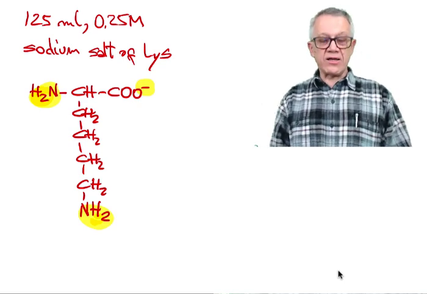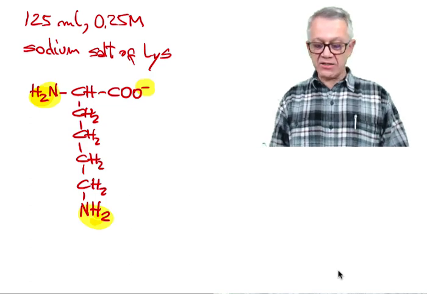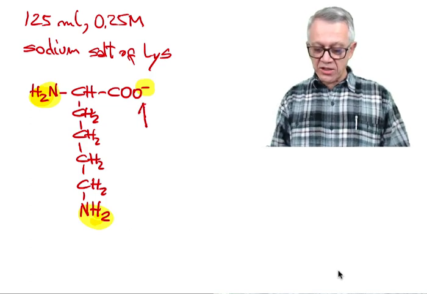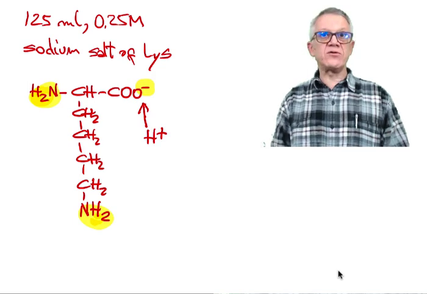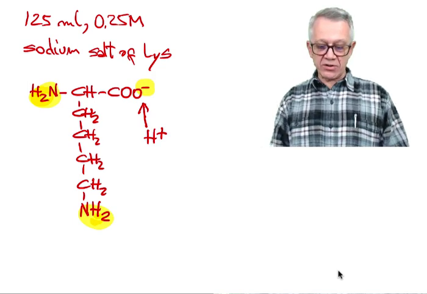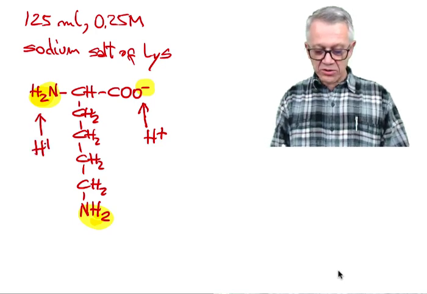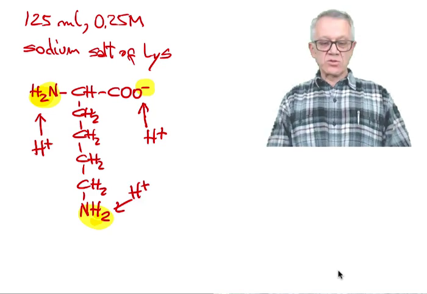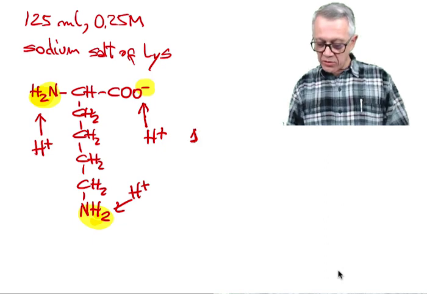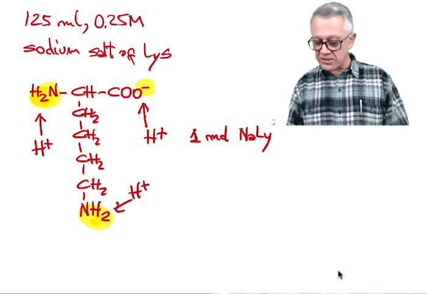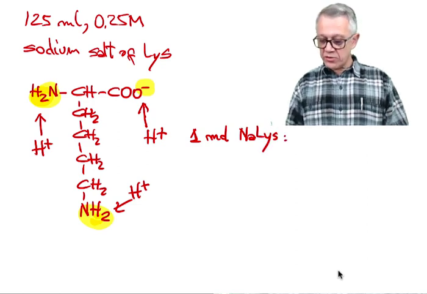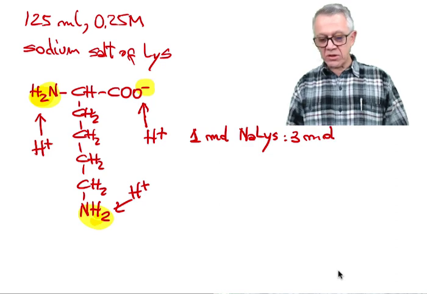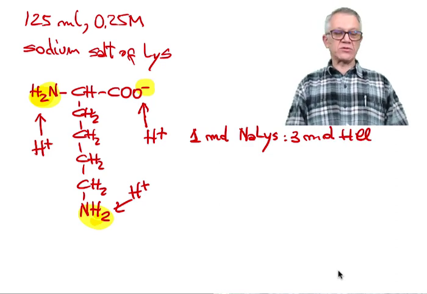In this problem, if you have lysine that's in the negative lysine minus form, you are going to need one equivalent of protons to protonate the carboxylic group. We are going to need one equivalent of protons for here, and finally we are going to need one equivalent of protons for here. So in other words, 1 mole of sodium salt of lysine is going to require 3 moles of HCl.